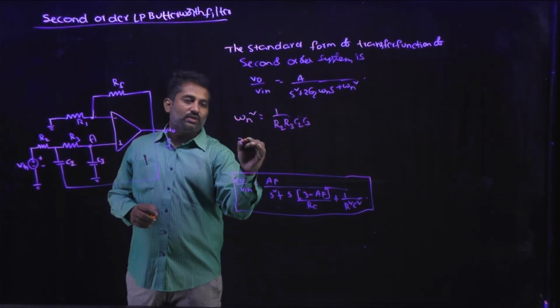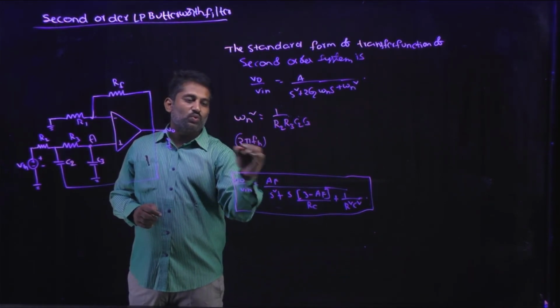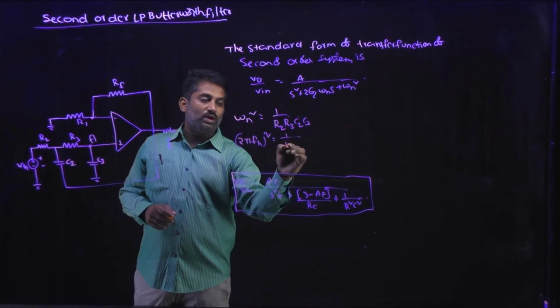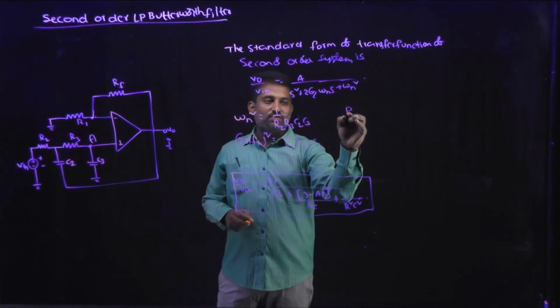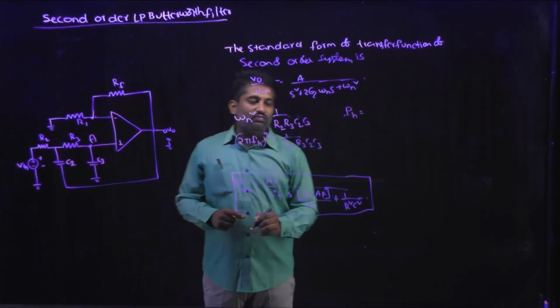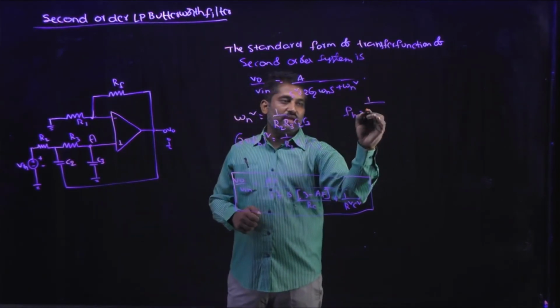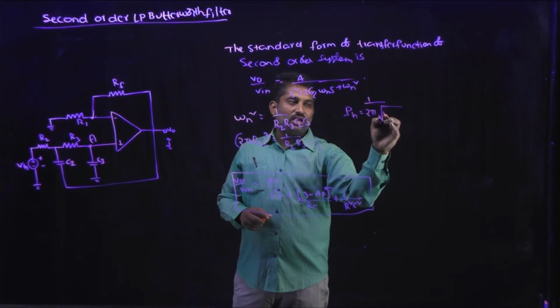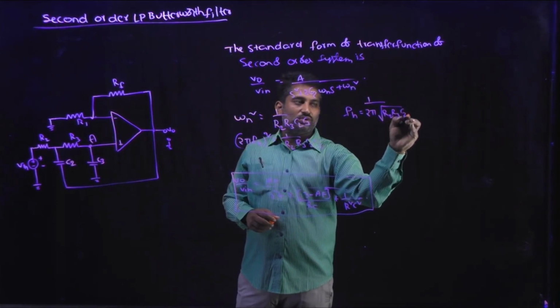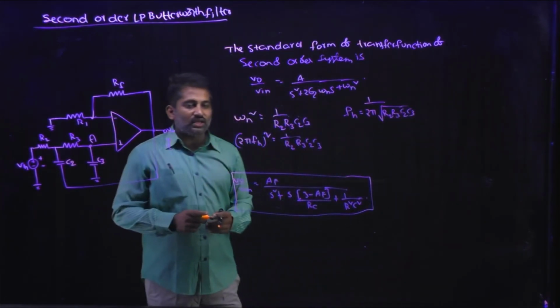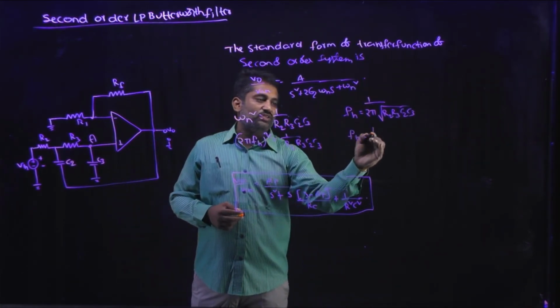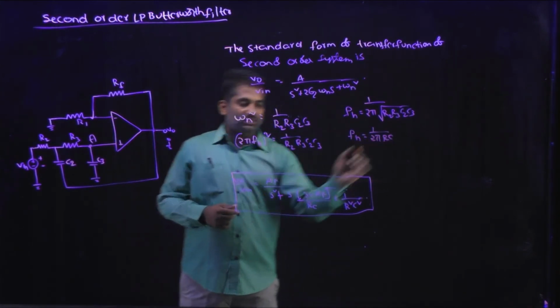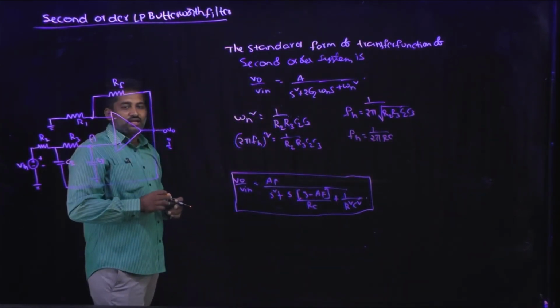Omega n is nothing but 2 pi into FH, whole square, which will be equal to 1 by R2 R3 C2 C3. From this, FH will be equal to 1 divided by 2 pi into square root of R2 R3 C2 C3. So if you have taken R2 is equal to R3 and C2 is equal to C3, then you will get FH is equal to 1 by 2 pi RC, which is nothing but the higher cutoff frequency for the second order low pass Butterworth filter.